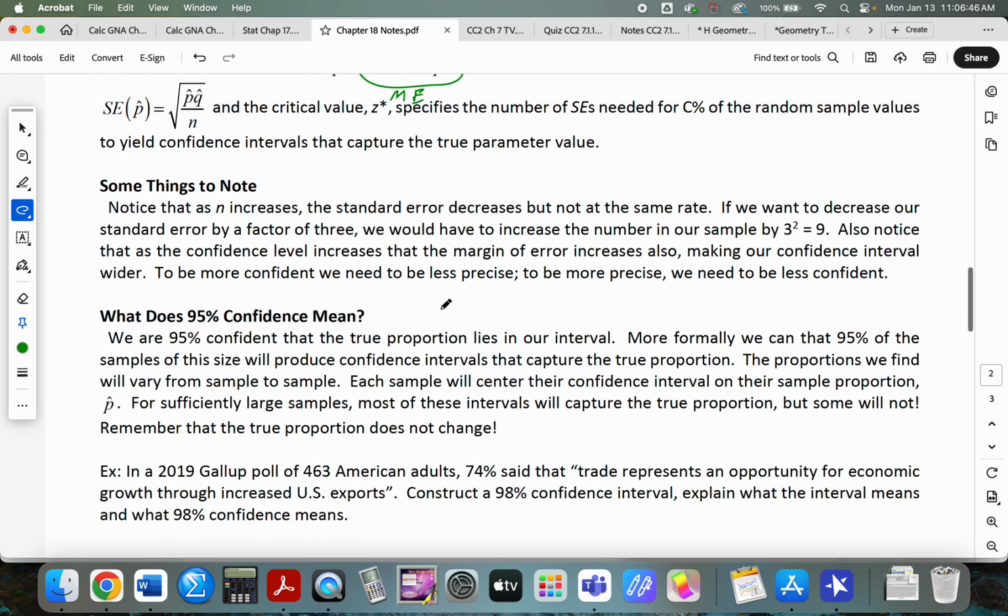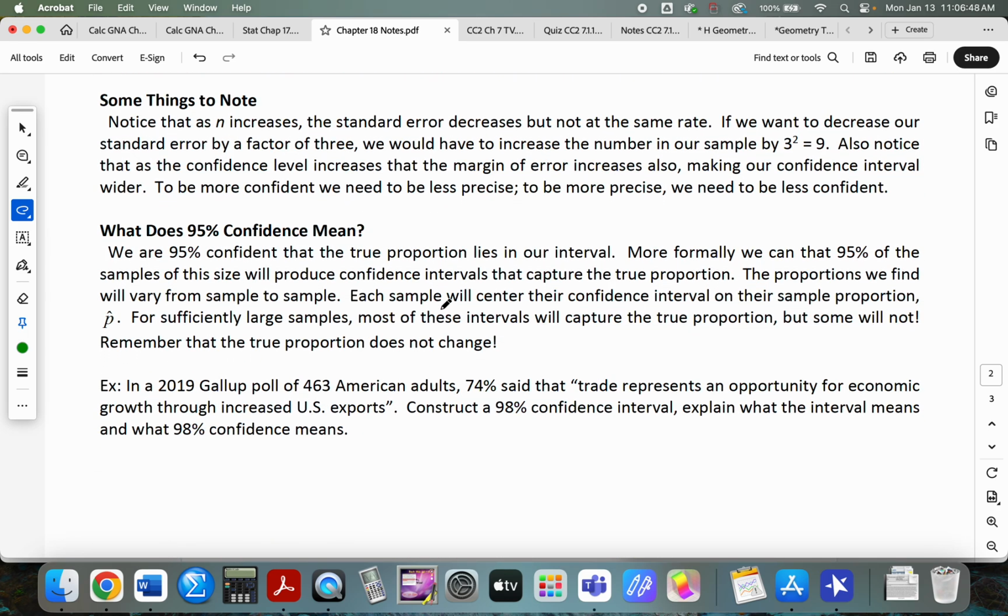All right, couple things to notice. As n increases, the standard error decreases, but not at the same rate. So if we want to decrease our standard error by a factor of 3, we would need to increase our sample by 3 squared, which is 9. Because of the square root.